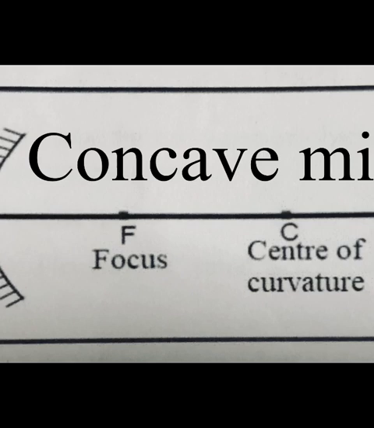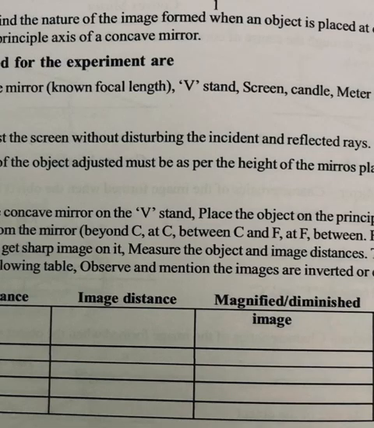This means that the image is real. So we are getting the image not inside the mirror but outside on a screen. Now we will see about the lab activity. Aim: to observe the type of image and measure the object distance and the image distance from the mirror.